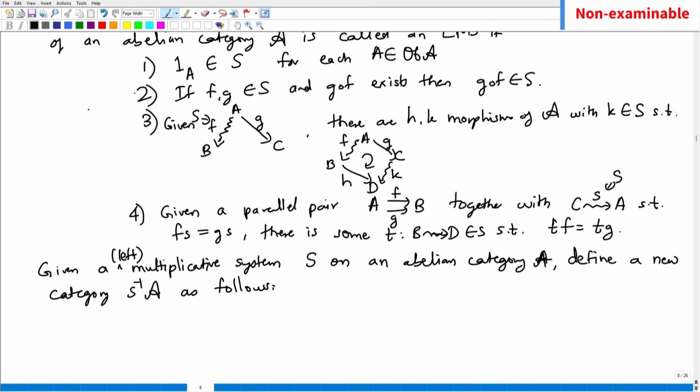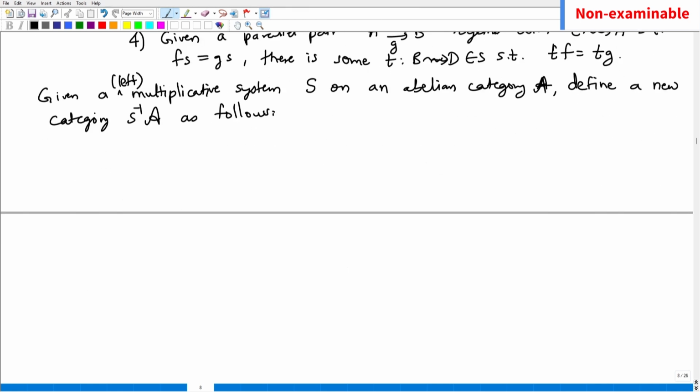So the first thing that we need to do is define its objects. Objects of S inverse A are the same as objects of A. We do not change the objects at all. There is another way to do it, by shrinking the objects, but we are not going to do that here.